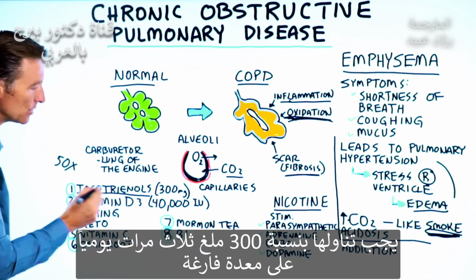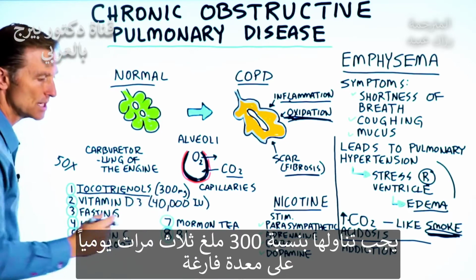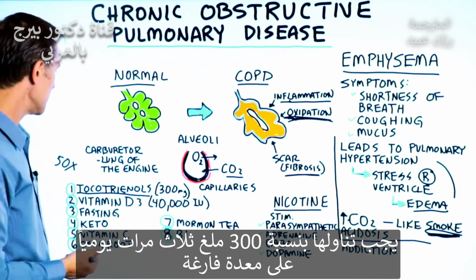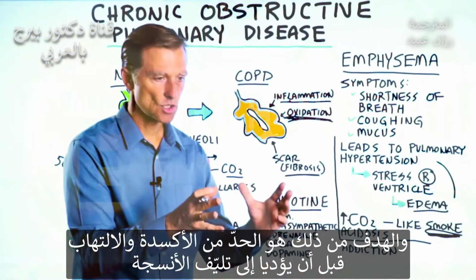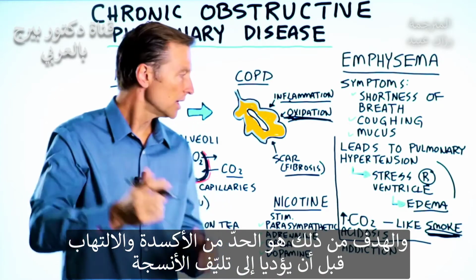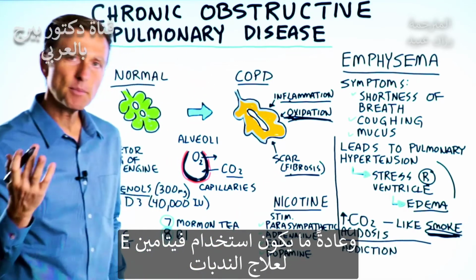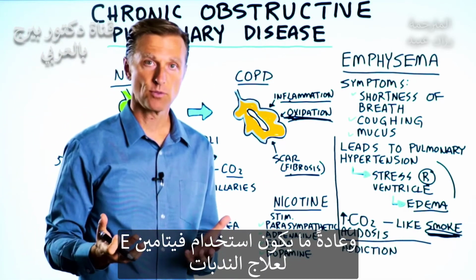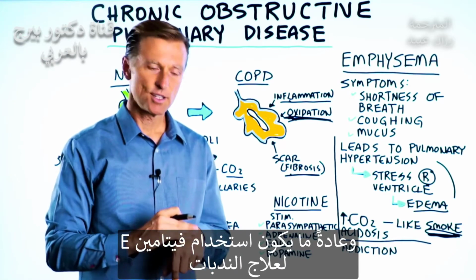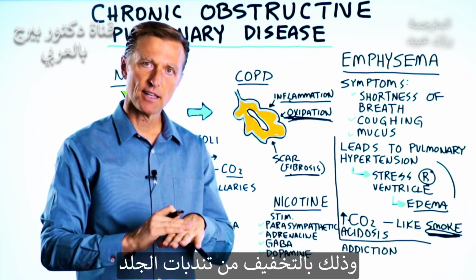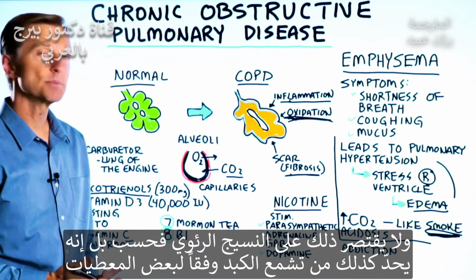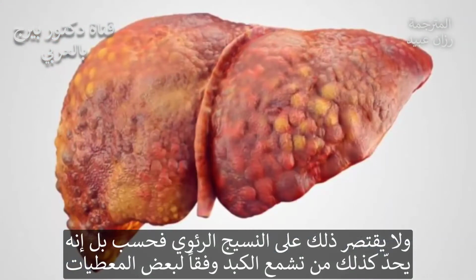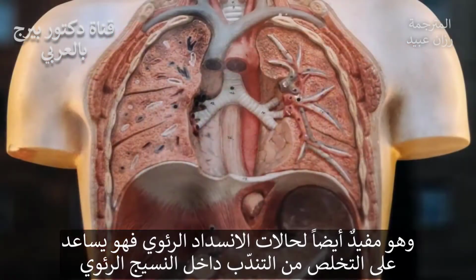With tocotrienols, I would take 300 milligrams, I would take that 3 times a day on an empty stomach. So the goal with tocotrienols is to stop the oxidation and inflammation so it doesn't turn into fibrosis. But if you think about vitamin E in general, what do people use it for? They use it for scarring, right? So you're reducing scar on the skin. Well, why not just take it internally to reduce scarring too? Not just in your lungs, but also in the liver. There's some great data on cirrhosis, but you can also use it on COPD to help break down some of the scarring in the lungs.